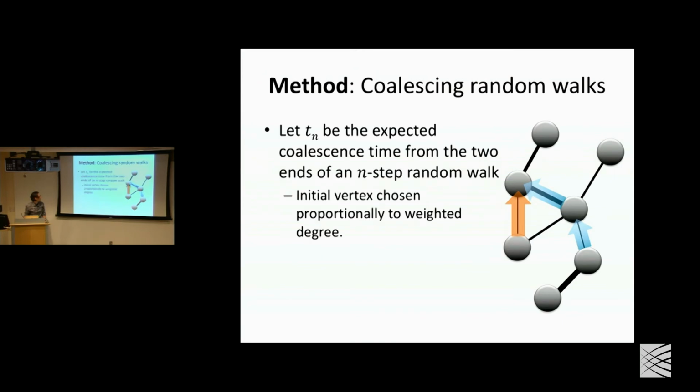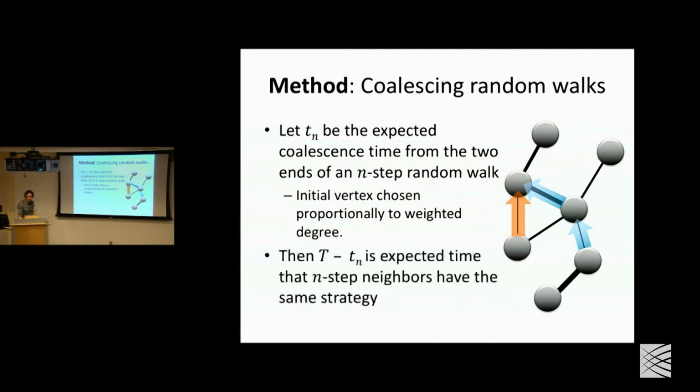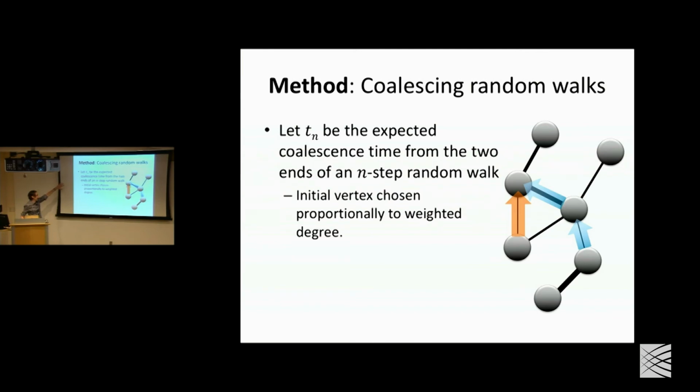All right. One other bit of notation. We're interested in all the coalescence times, but the most important quantities are the expected coalescence times from two ends of a random walk. The process here is that we first choose a vertex proportionally to its weighted degree. Then we'll take an n-step random walk. So now we have 2 vertices. And then we'll compute the coalescence time from those 2 vertices. That quantity, the expected coalescence time from the 2 ends of this random walk, is called Tn. Colloquially, we can think of it as the coalescence time of n-step neighbors. That can be a little bit misleading, though, because these 2 ends of the walk might actually be the same vertex. So your 2-step neighbor might be yourself if you take a step and then come back.